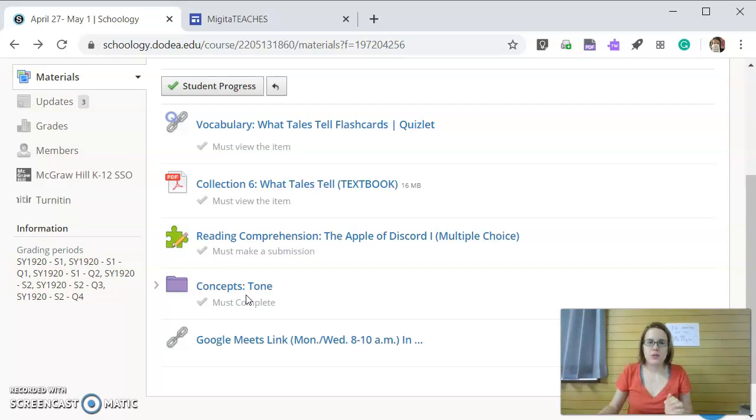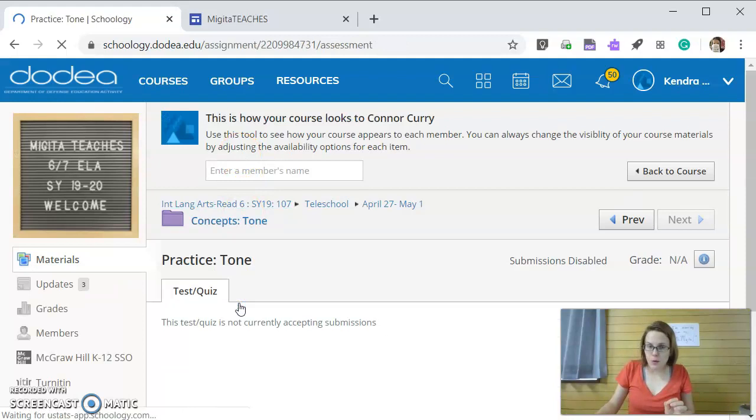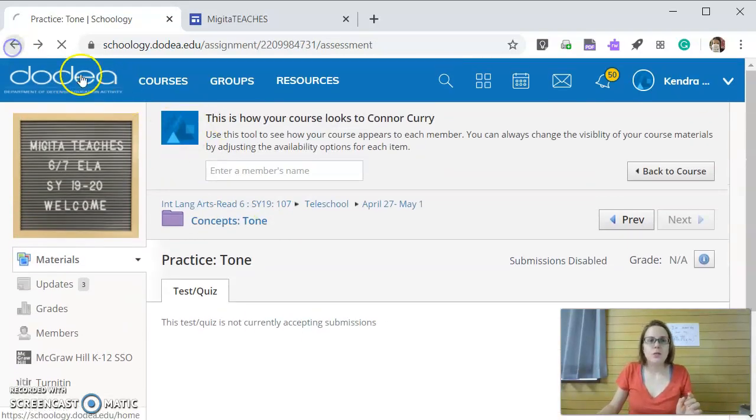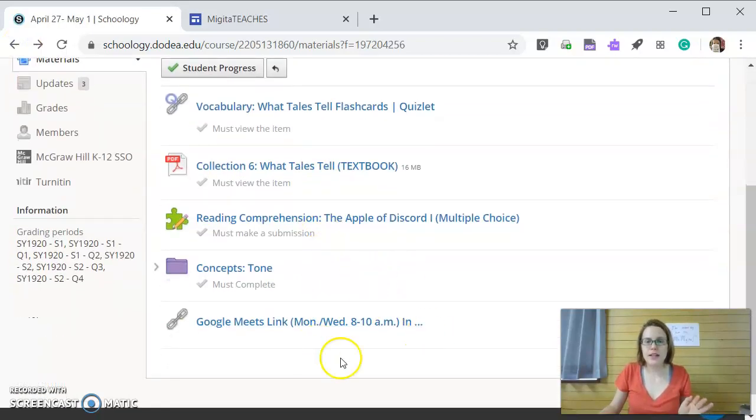Okay, so please go ahead and do the practice that will walk you through what tone is, though we've already talked about it in class. And then if you have any questions, go to the Google Meets link.